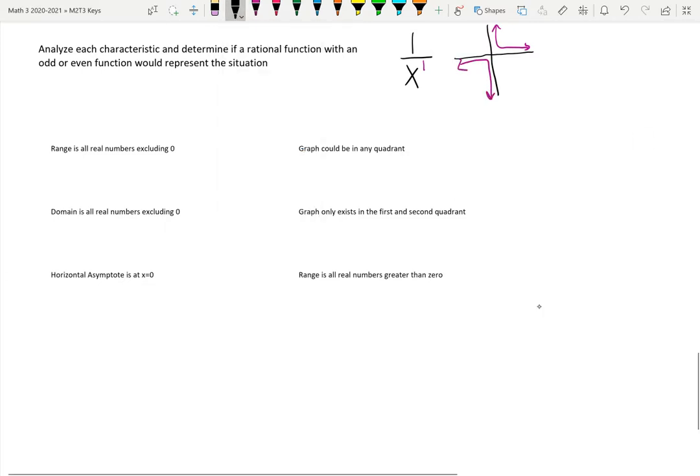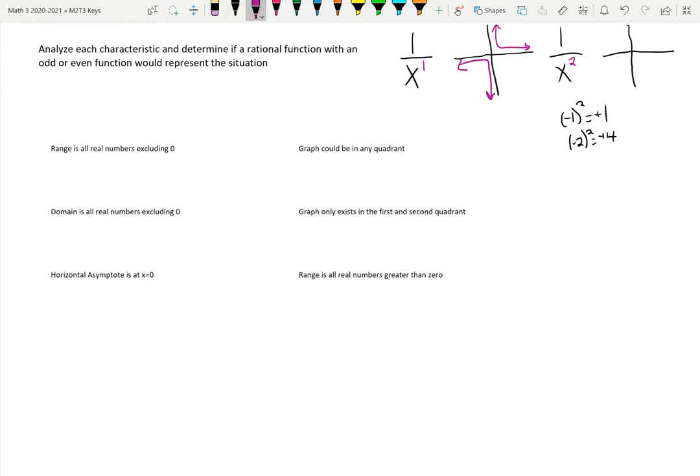Our second one is 1 over x squared, and the difference between these two is the range. Basically, if I plug in a negative number, if I plug in negative 1 squared, that's going to be a positive 1. If I plug in negative 2 squared, that's going to be a positive 4, which basically means the y values, the outputs, cannot be negative, leading us to the following graph. Boom. Both of these can be reflected if need be, but let's take a look.